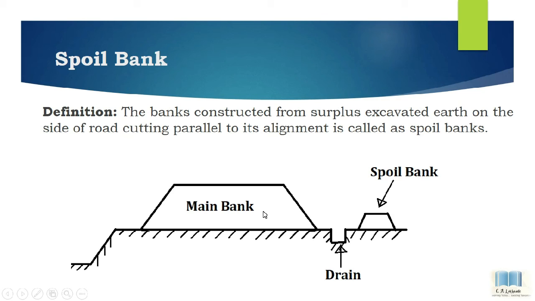Spoil means the material which is not used for the construction, and surplus means the extra excavated material. While constructing the road, we have some extra material which is not required for the construction. This material is placed along the alignment of road, which is known as spoil bank.